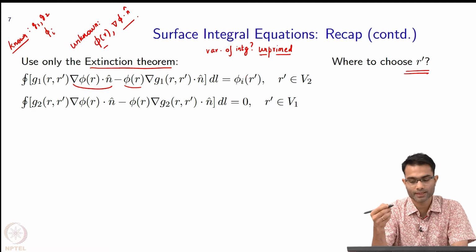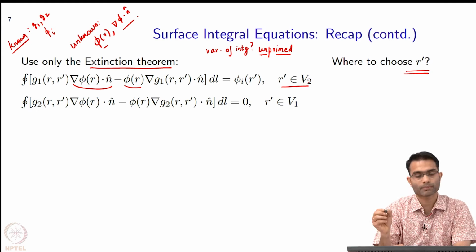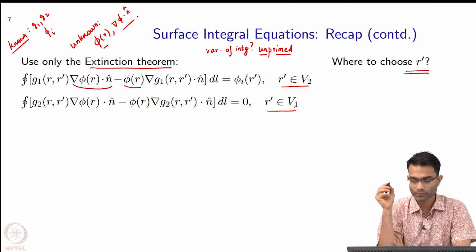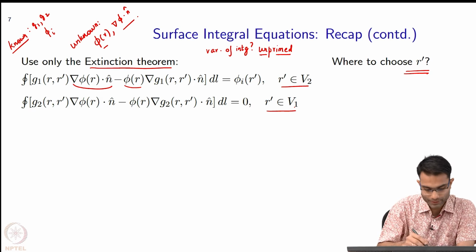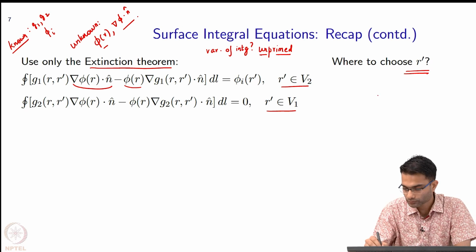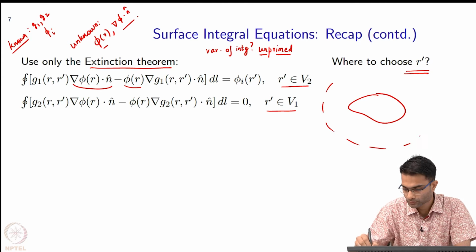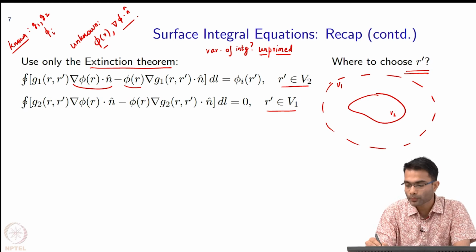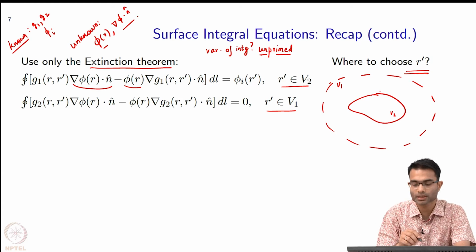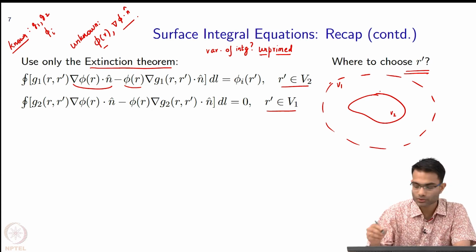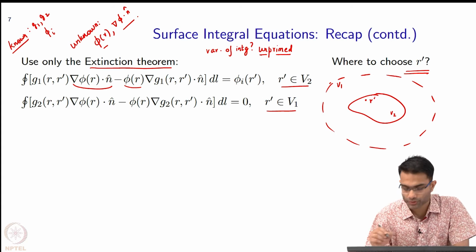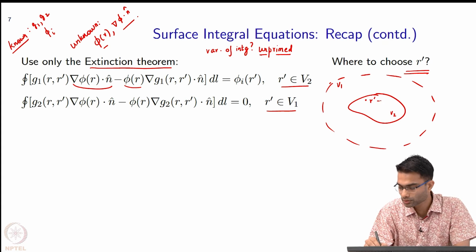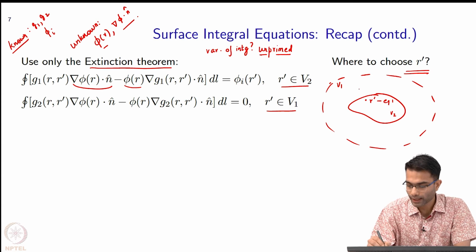Because where is r prime? All that the extinction theorem says is r prime must belong to V2 in the first part, and r prime must belong to V1 in the second part, right? So let's look at this. Let's draw this again. For the first equation, r prime must belong to V2, right? So this is where r prime should be for equation 1, and this is where r prime should be for equation 2.